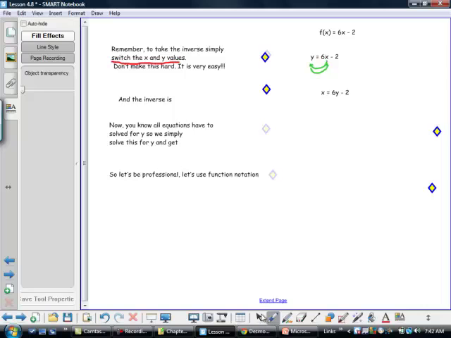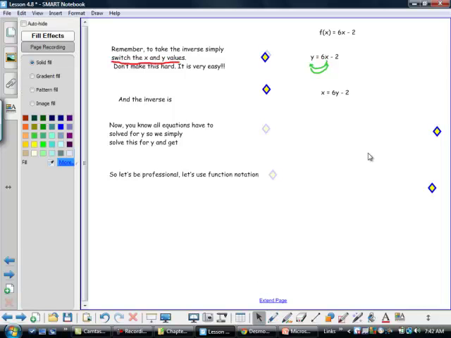Okay, next step, solve for y. All functions have to be solved for y. So I'll move the 2 over and end up dividing by 6. There's my new inverse. Write it professionally in inverse notation, and that's what I get.